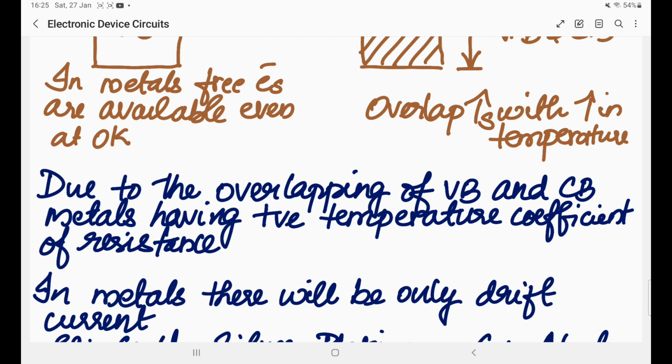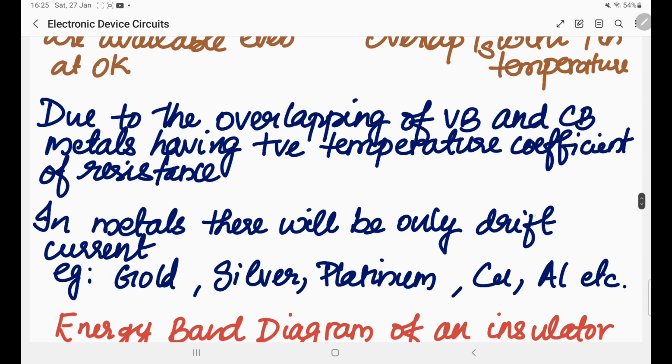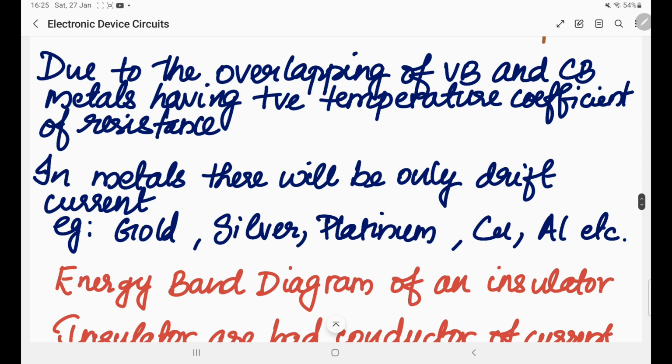And what is it in the case of semiconductors and insulators? It is a negative temperature coefficient of resistance. In metals, there will be only drift current. There is no diffusion current. So what are the examples of a metal? Gold, silver, platinum, copper, aluminium, etc.